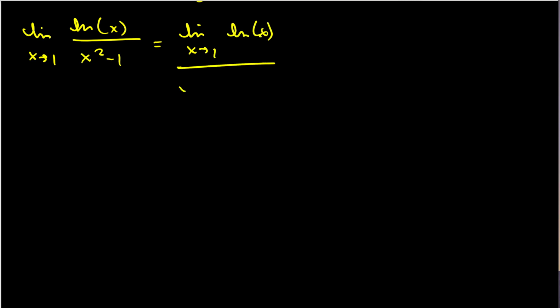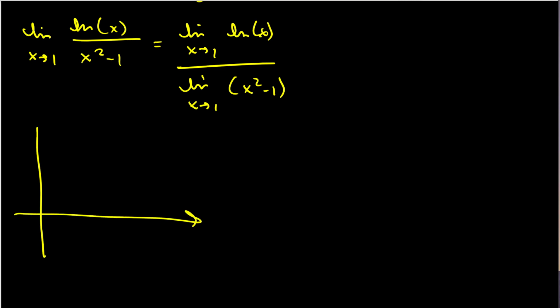Let us consider an example. Suppose I had the limit as x tends to 1 of the natural log of x divided by x squared minus 1. And I proceeded to solve the limit as x tends to 1 of natural log of x divided by the limit as x tends to 1 of x squared minus 1.